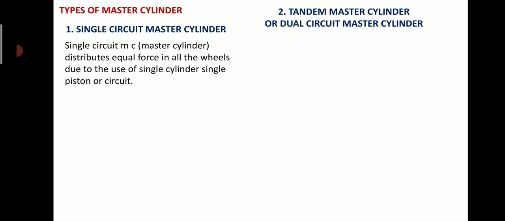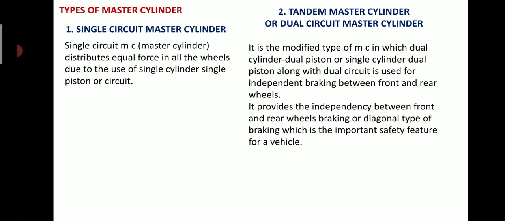In a single circuit master cylinder, equal force is distributed to all the wheels due to the use of a single cylinder, single piston, or a circuit. So it has a single circuit, single cylinder, single piston. A tandem master cylinder is the modified type of master cylinder in which dual cylinder, dual piston, or single cylinder, dual piston along with the dual circuit is used for independent braking between the front and rear wheels. It provides independence between front and rear wheel braking, or diagonal type of braking, which is an important safety feature for the vehicle.